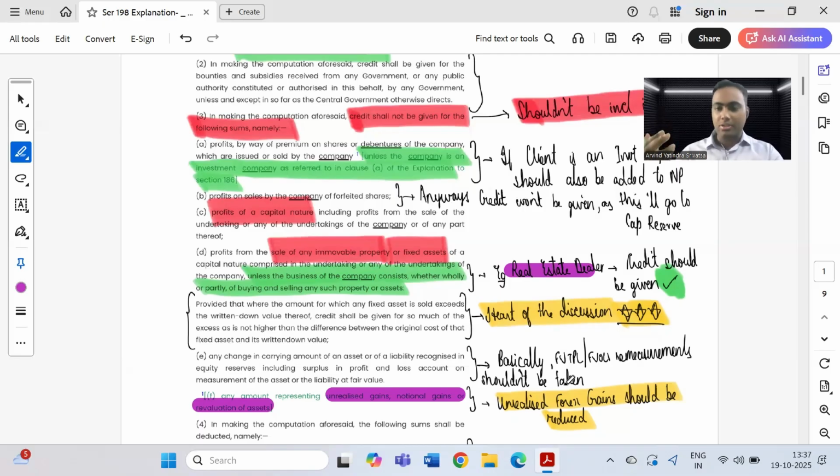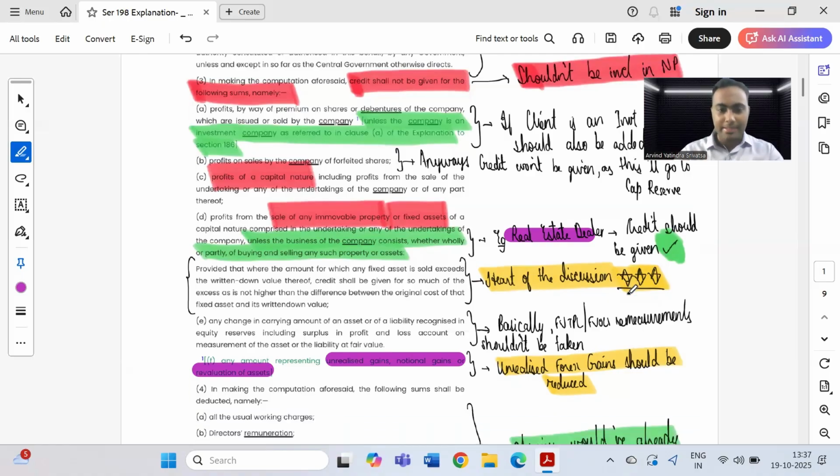Again, this would have gone to your profit and loss account as an income. But is it actually an income? No, it is not. It is again notional in nature, which is why you have to remove it while calculating the net profit under section 198. That is, you have to deduct it. I hope that is very, very clear, guys. Yes. Next. In making the computation aforesaid, the following sums shall be deducted normally.